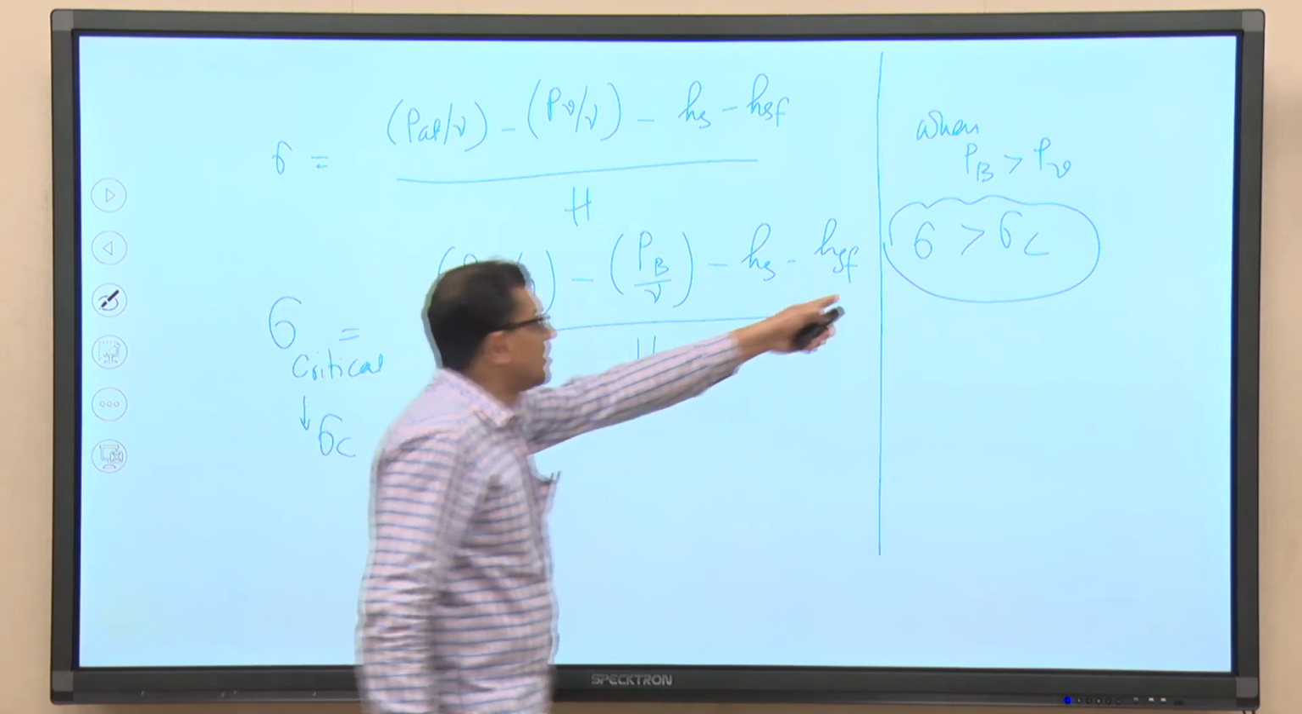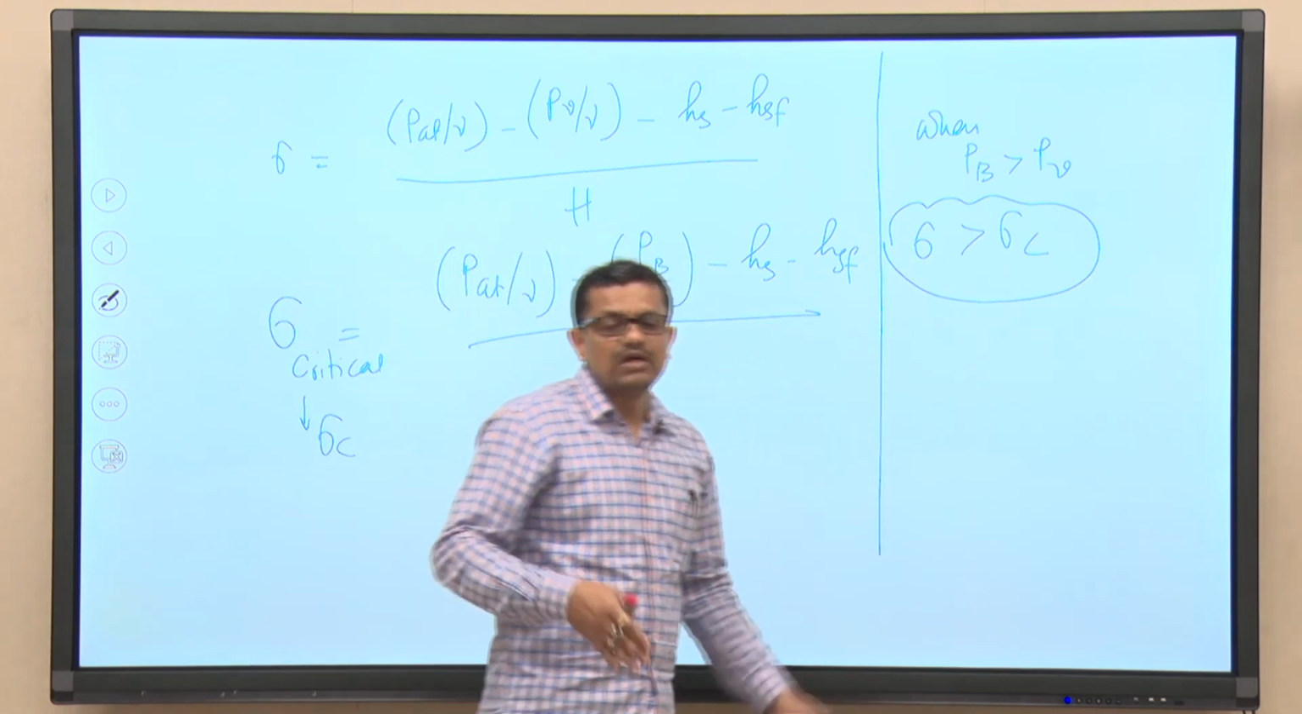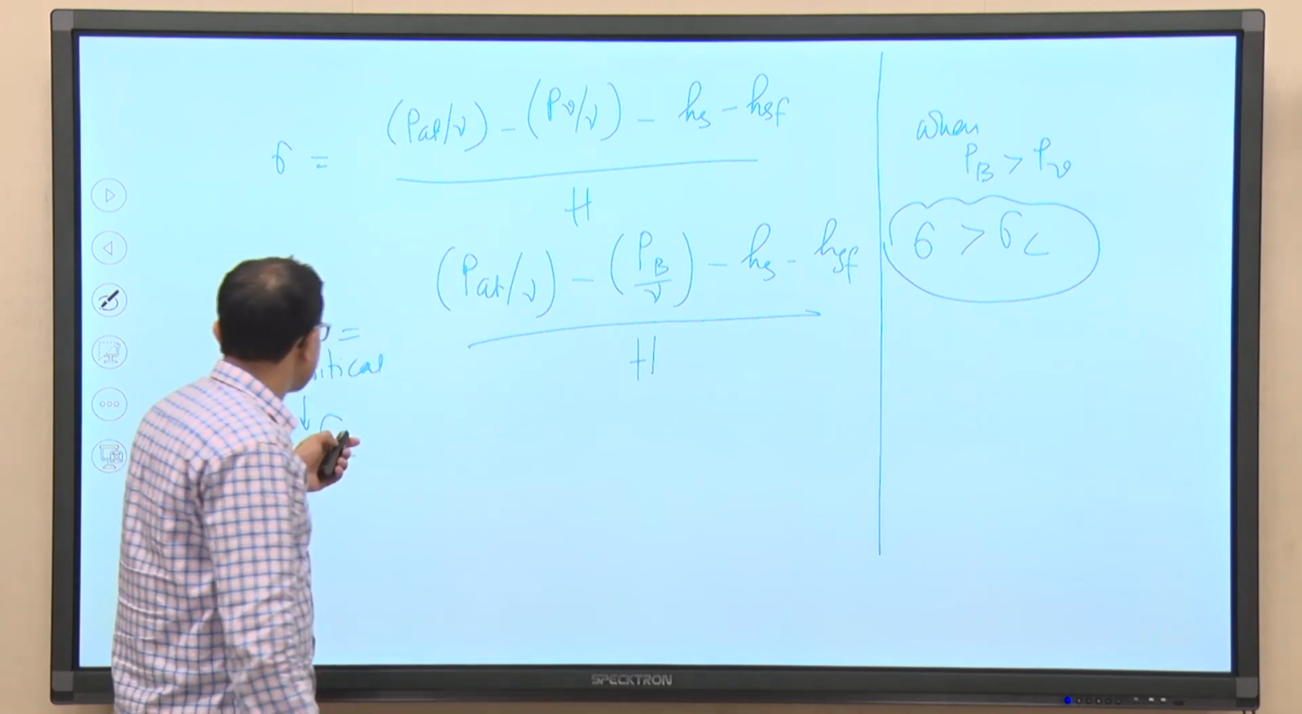If P_B is greater than P_v, sigma will be greater than sigma_C, there is no chance of having cavitation. Okay. So, you can understand, if we try to now draw sigma versus H, this is for the radial flow pump. So, say this is, if I try to use a different color now, this is sigma_C, and if we try to use another color now.